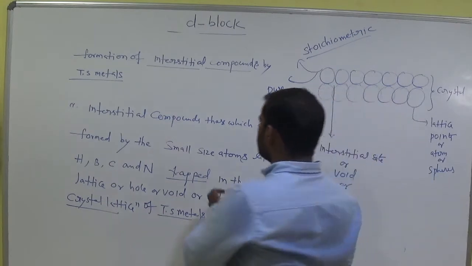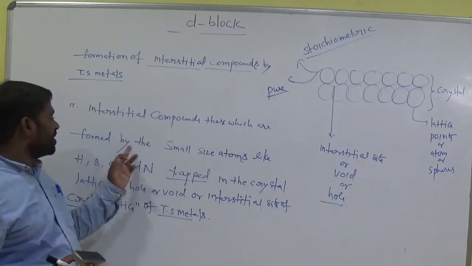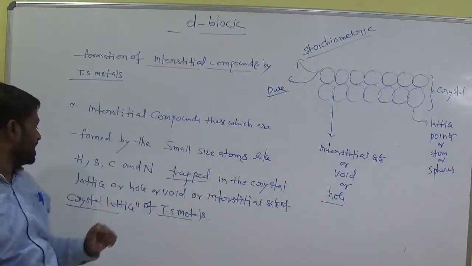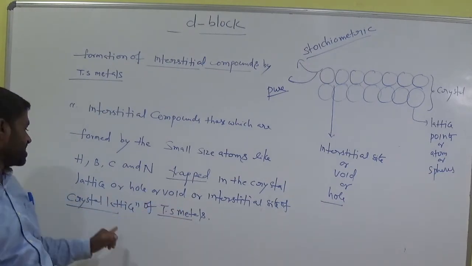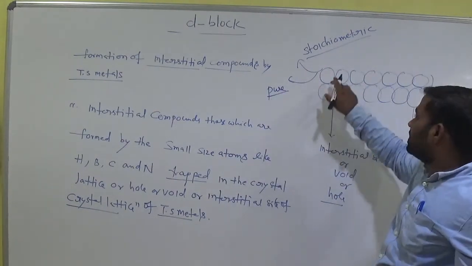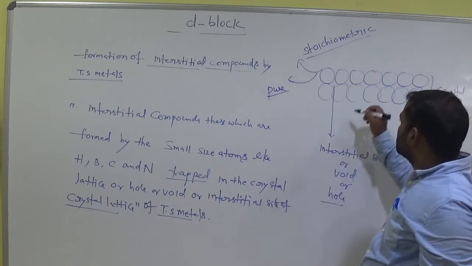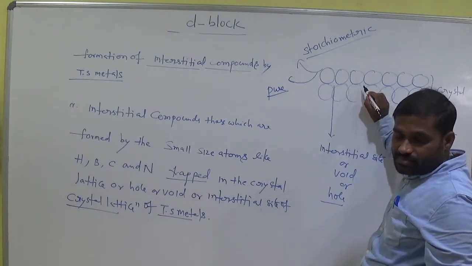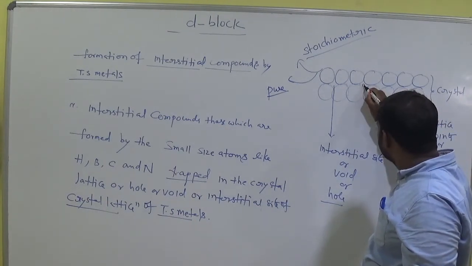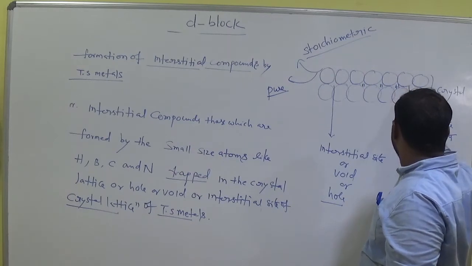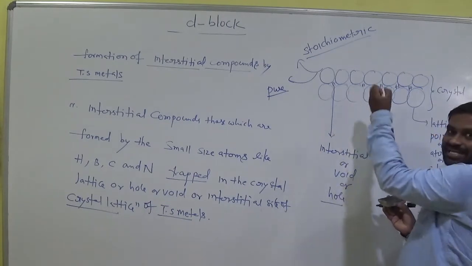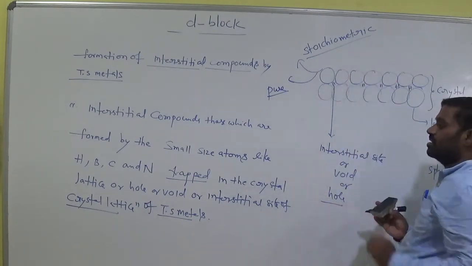So interstitial compounds are those formed by small size atoms like hydrogen, boron, carbon, trapped in the holes or voids or interstitial sites of the crystalline lattice of transition metals. Now the transition metal is titanium, which consists of a number of titanium atoms. Now suppose hydrogen is kept at this gap. In the interstitial site, this hydrogen atom is trapped. We added it into the interstitial site.